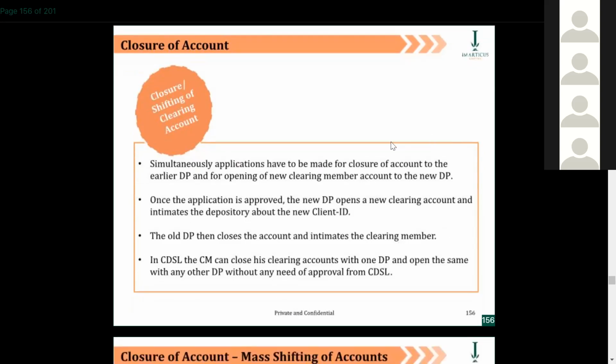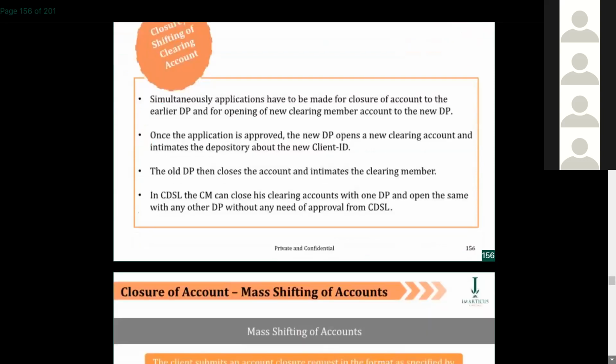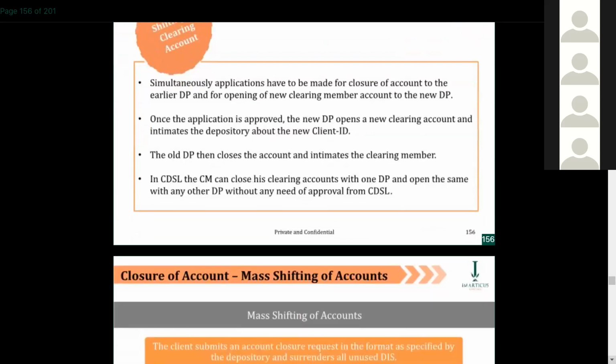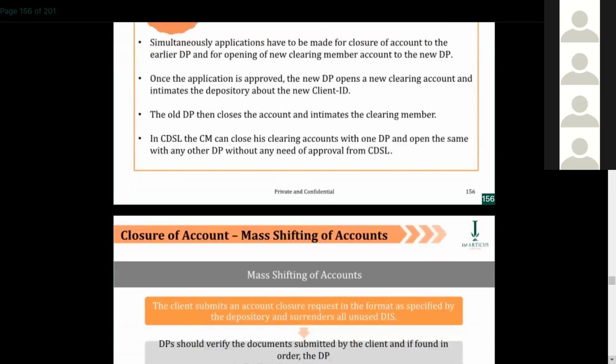Now this is different because this is an account which is used for clearing transactions, so the procedure would be different. The old depository participant then closes the account and intimates the clearing member. In CDSL, the clearing member can close his clearing account with one DP and open the same with another DP without any need of approval from CDSL.